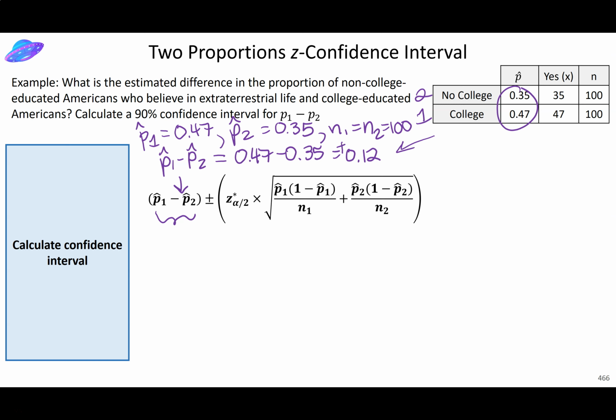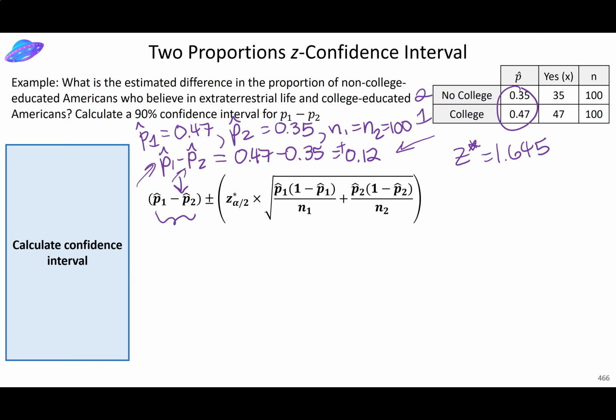There was a higher proportion of folks that believed in extraterrestrial life in the college group. That's what I'm getting from this being positive, because I had college folks minus non-college folks. So a positive number means it was higher for college folks. And then also my z-star, that's 1.645.